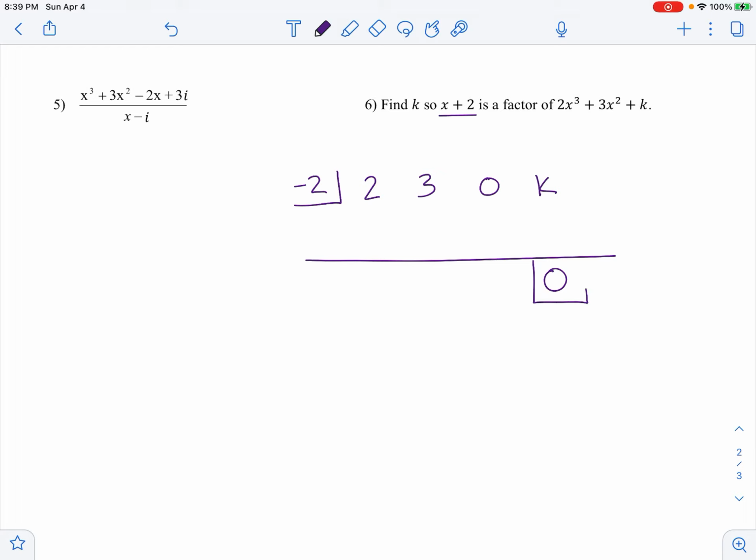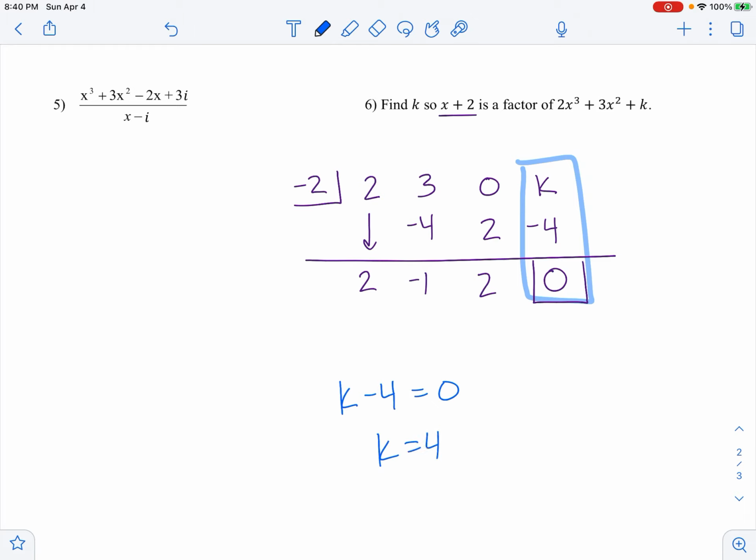You can write that 0 in now if you want, or you could write it later. Either way is fine. Let's go through our algorithm. I'll bring down my 2, I'll multiply, I'll add, I'll multiply, I'll add, I'll multiply. And when I multiply here, I want to add these together to get 0. So that is where my equation is coming from that I'm going to solve. Let's see, if k plus -4, which is just k minus 4 equals 0, well, that means k has to be 4. You could go back and check, do your long division out with a 4 there, but I think we all can see that it does work.